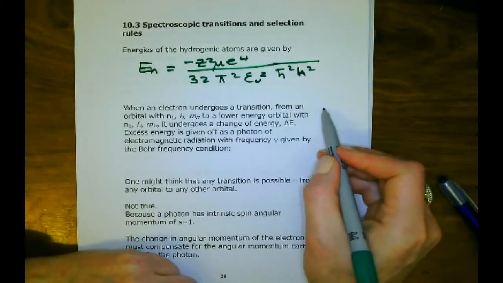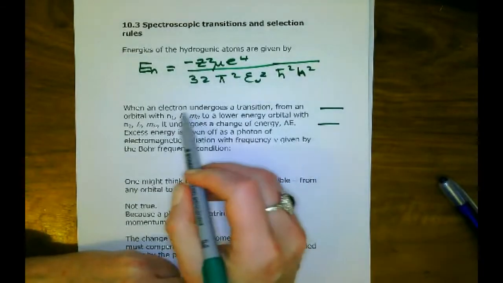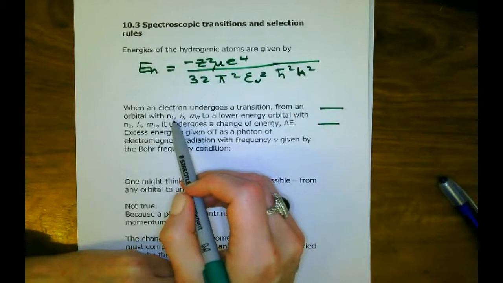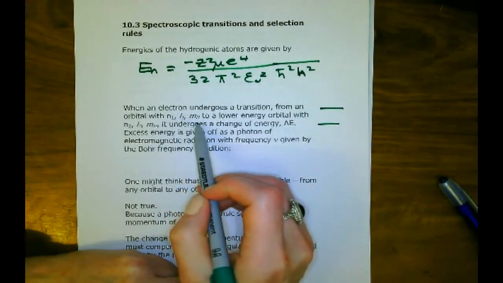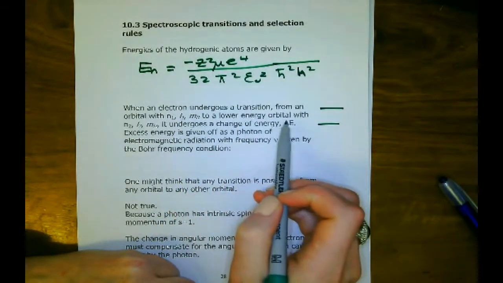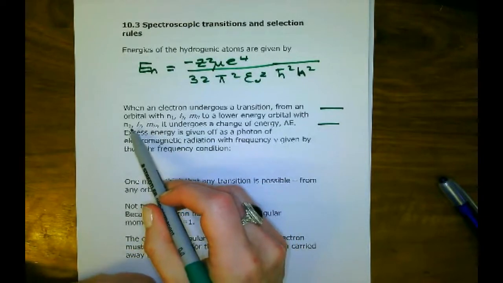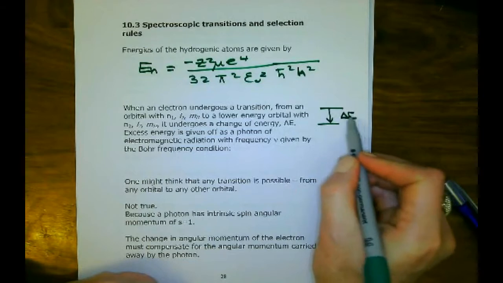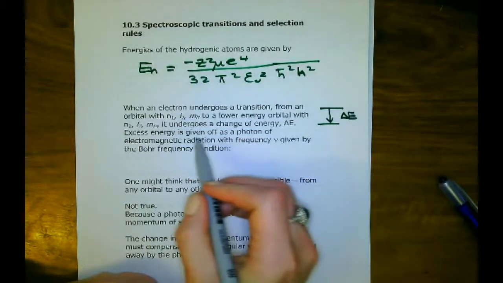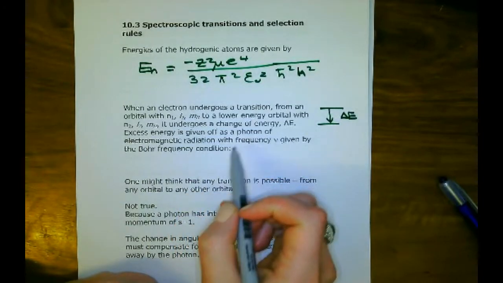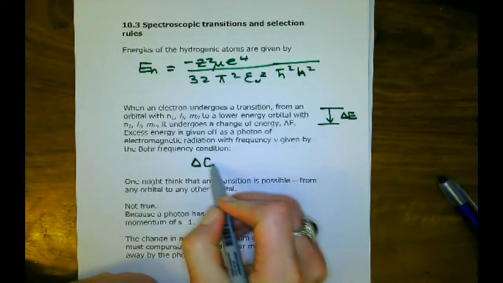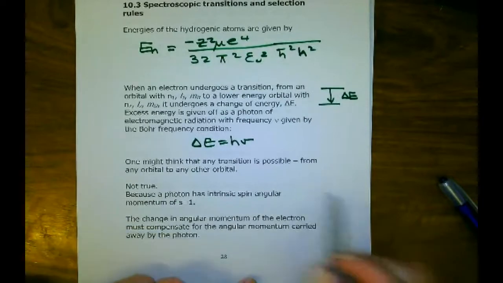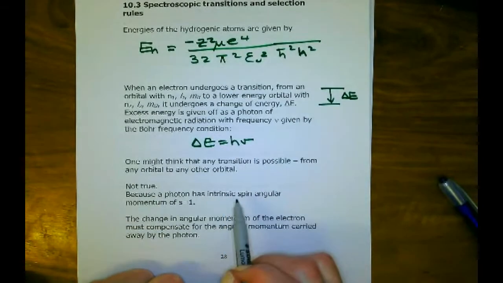So when we have a transition from an orbital defined by quantum numbers n1, l1, ml1 to a lower energy orbital with quantum numbers n2, l2, ml2, we know that the change in energy is equal to delta E. And this excess energy is given off as a photon according to the Bohr frequency condition which we have defined earlier, where delta E is equal to h nu.